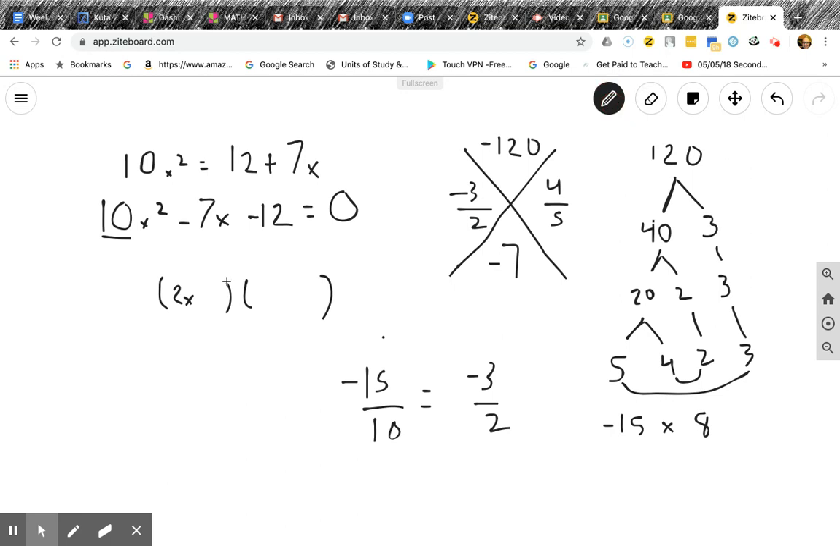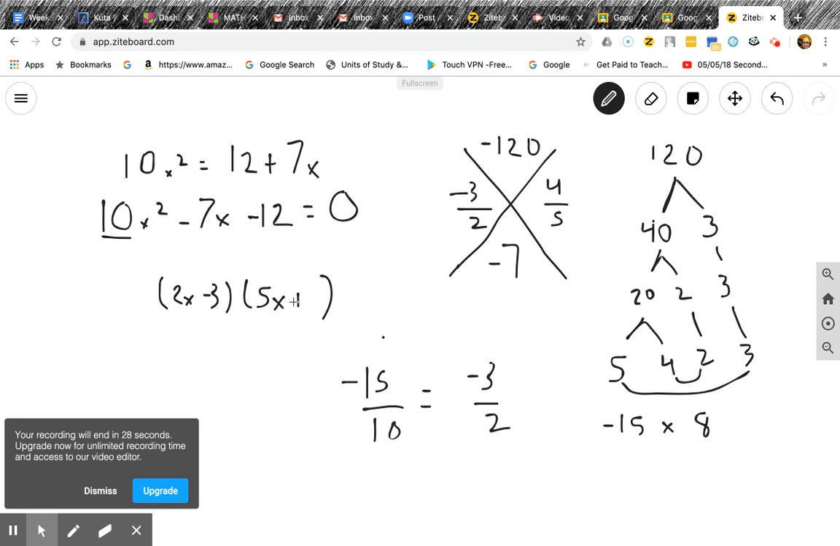Okay, minus 3, and then 5x plus 4. Whatever you do, you should check. Okay, 2x times 5x is 10x squared, plus 8x minus 15x minus 12. That indeed gives us our correct answer.